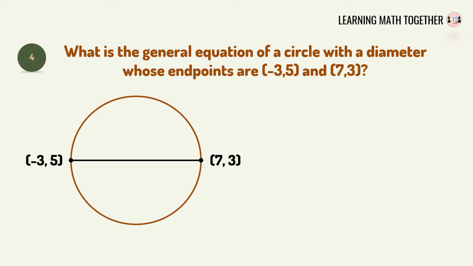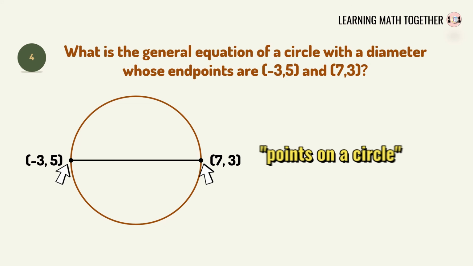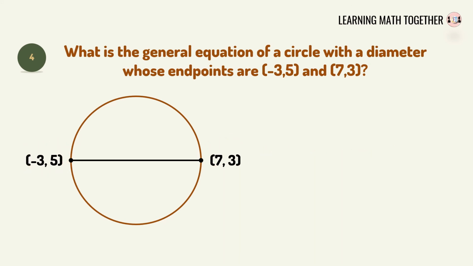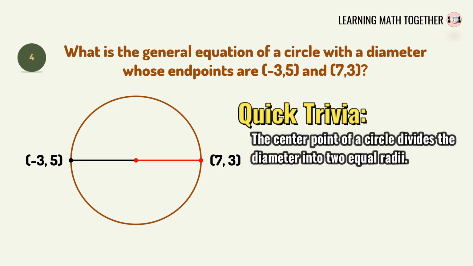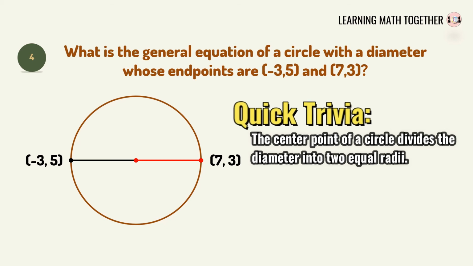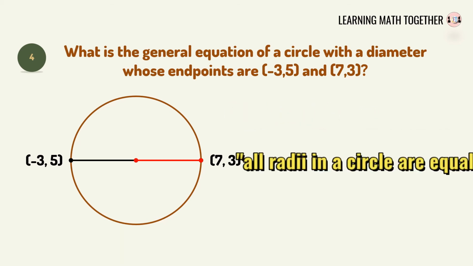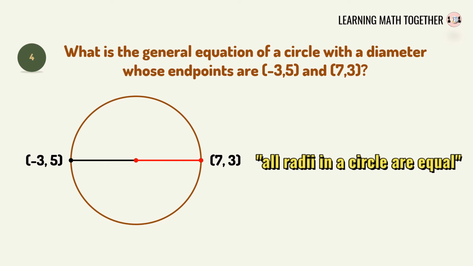So by just looking at the endpoints of our diameter, we can conclude that these endpoints are actually points on the circle. And therefore, if we have already a point, we just need the center for us to get the radius and solve for the equation. Just a quick trivia before we get the center. The center of a circle is a point which divides the diameter into two equal radii. Because take note, all radii are equal.